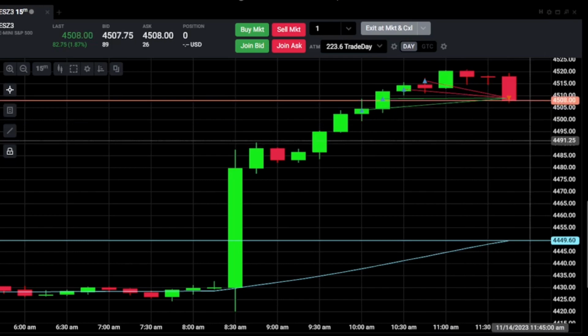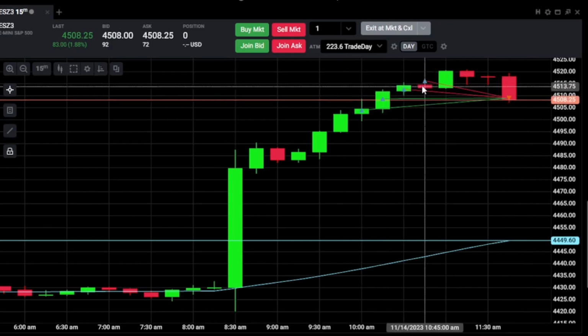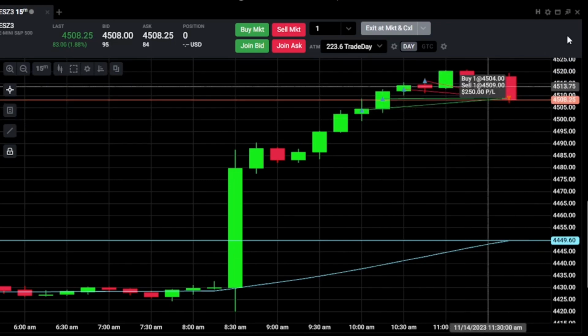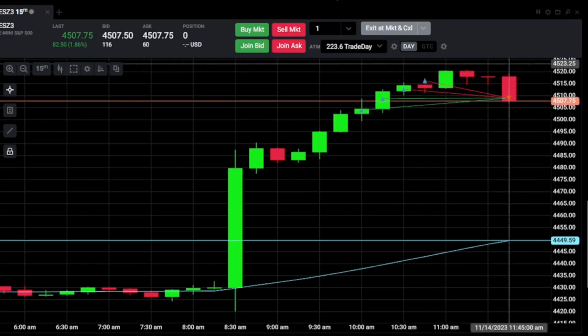But this does look like we are exhausted, and we could be rolling over here, pulling back to the moving average. We'll pull it back down to the 4470 area. That is a very strong possibility. But again, for me to take that trade, I would need to see a double top. If I take the trade, I'll explain exactly what I'm looking for.